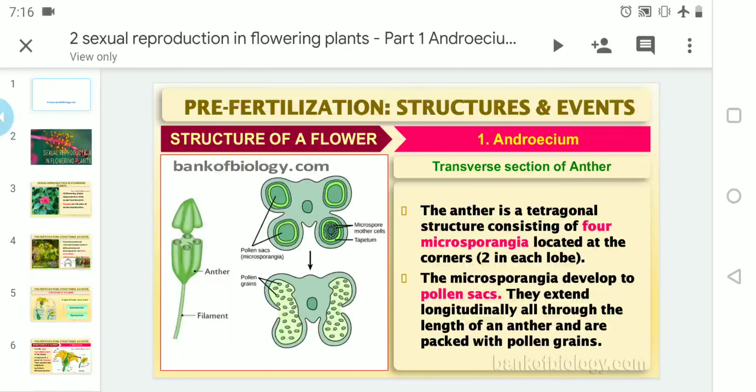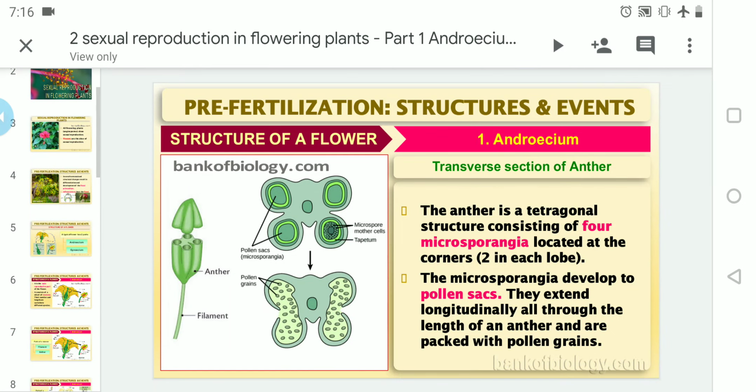Good morning, children. In the last class, we started the discussion on sexual reproduction in flowering plants. In that, we started the introductory part, and also the discussion about the morphology of the androecium. So until then, we have discussed the morphology of the androecium.